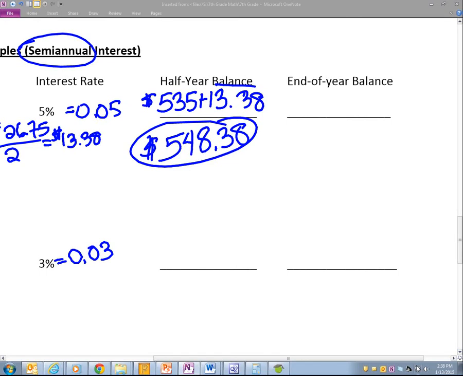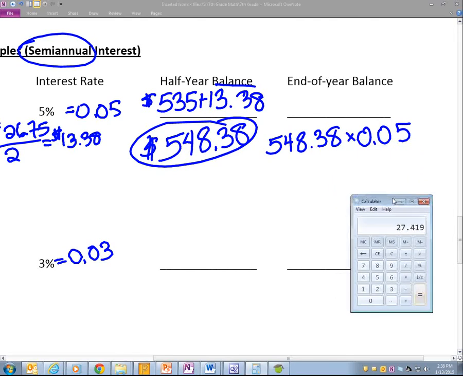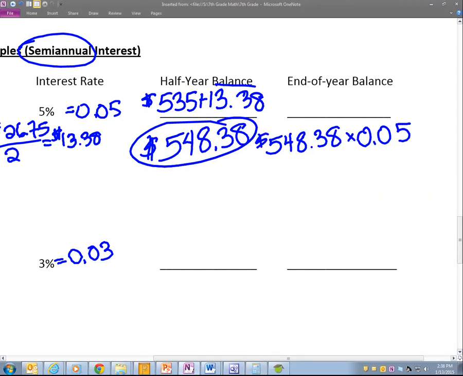So 548. Yes. We have our new amount after the interest was paid for the first part. Then we need to multiply our new balance times the annual rate. So we have 548.38 times 0.05 equals 27.42, because remember, we're dealing with money here.